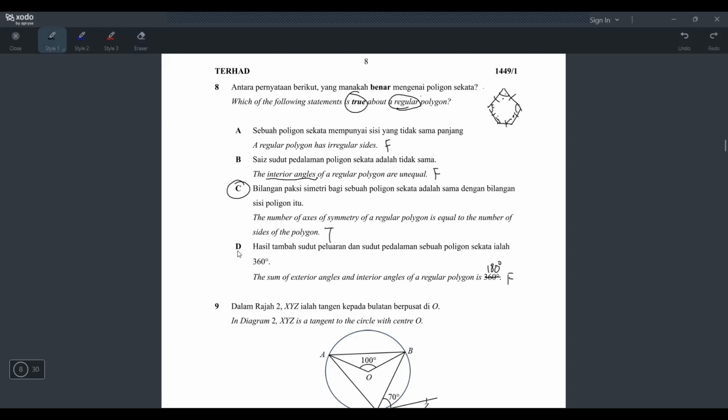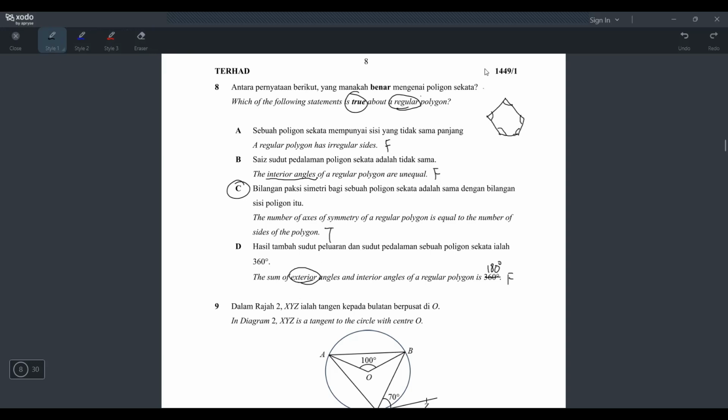But I want to explain why D is false. They say the sum of exterior. Okay, I want to talk about exterior angle for a second here. So, okay, I want to erase this. Let's draw a nice pentagon. So let's make it regular, means sama panjang, lebih kurang sama panjang. Okay, so let's say this is a regular pentagon. So the interior angles will be here, here, here, here, here. These are all interior angles.